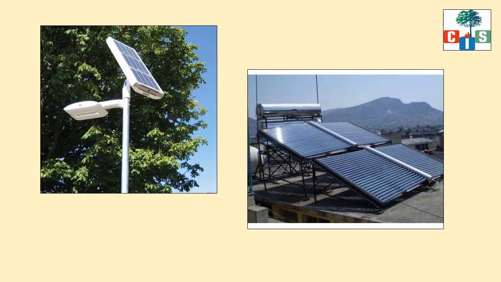The first picture is of the solar bulb. Here you can see the solar panel. The second picture is of the solar heater. So what do they actually do? These panels convert the solar energy, and that solar energy gets converted into light in the bulb, and in the second one, the solar heater, the solar energy gets converted into heat energy to make your water hot. Okay, so this is the solar energy.